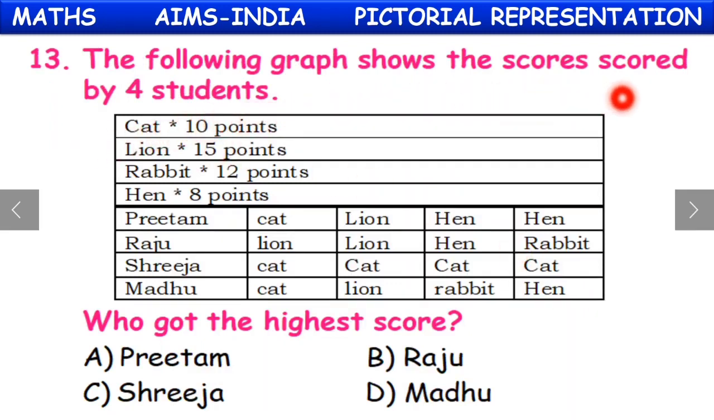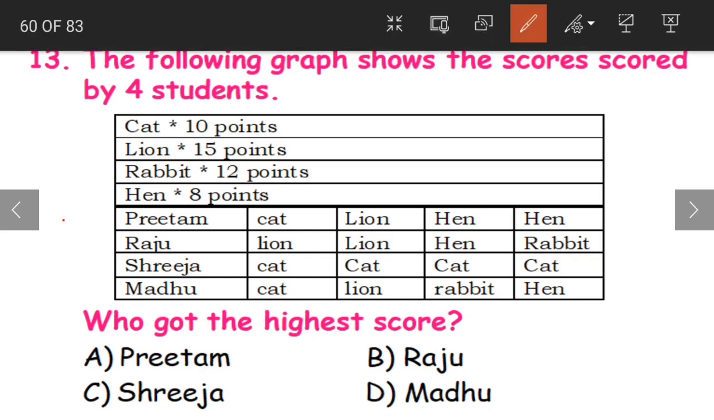The following graph shows the scores scored by 4 students. What are they? They are scores scored by different students. Now who got the highest score? Here look at this, children. We are having 4 students, Preetham, Raju, Shrija and Madhu.